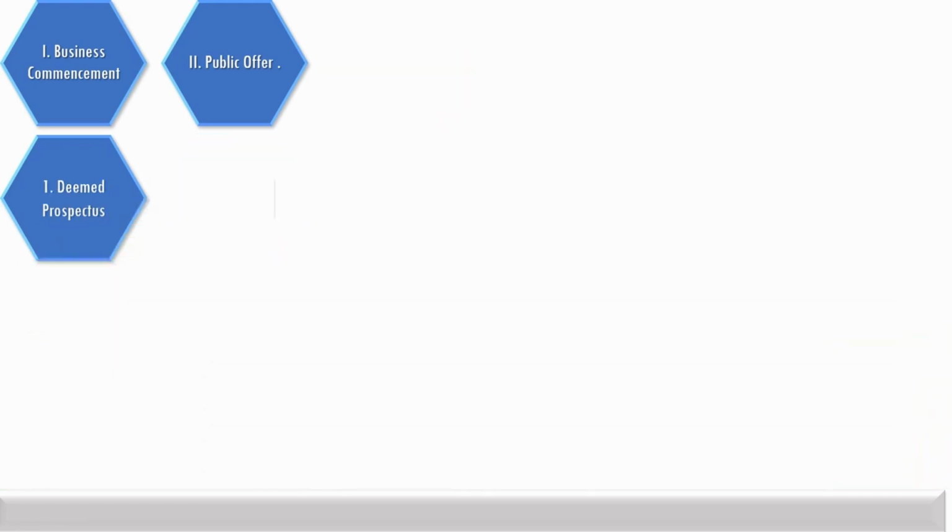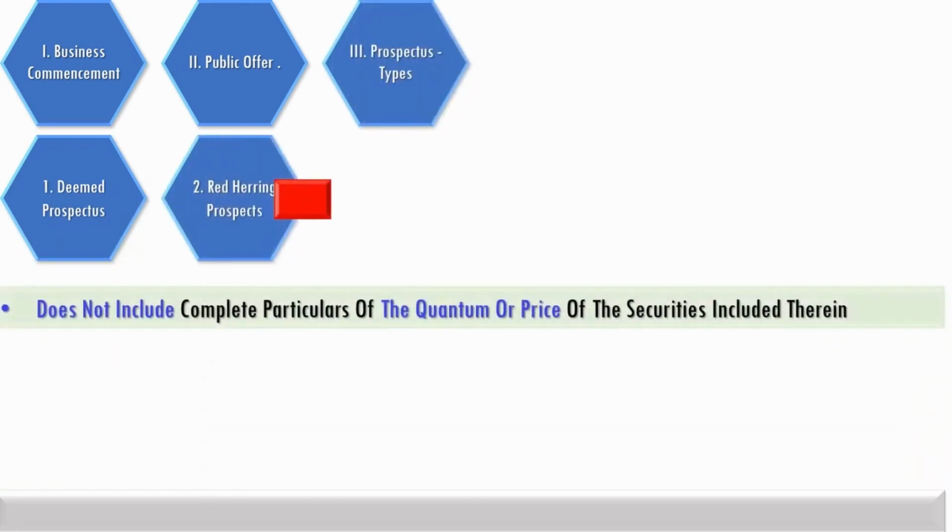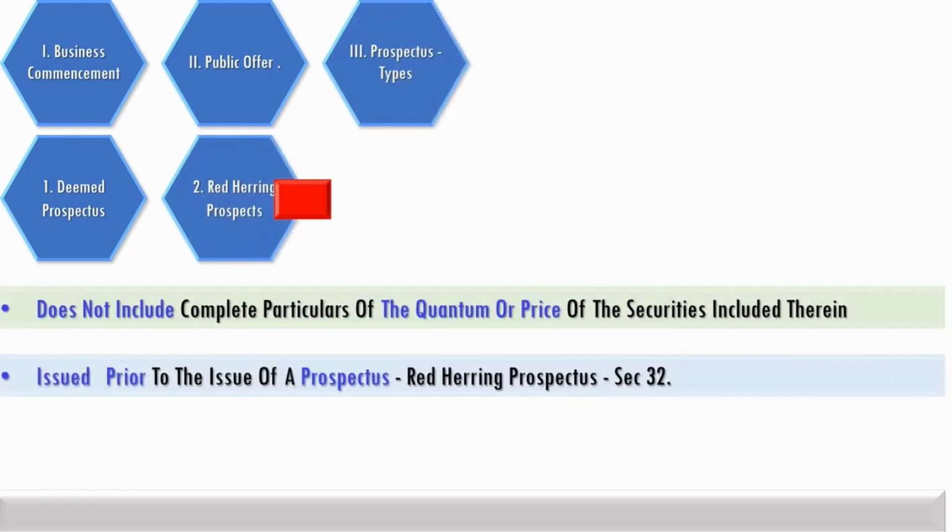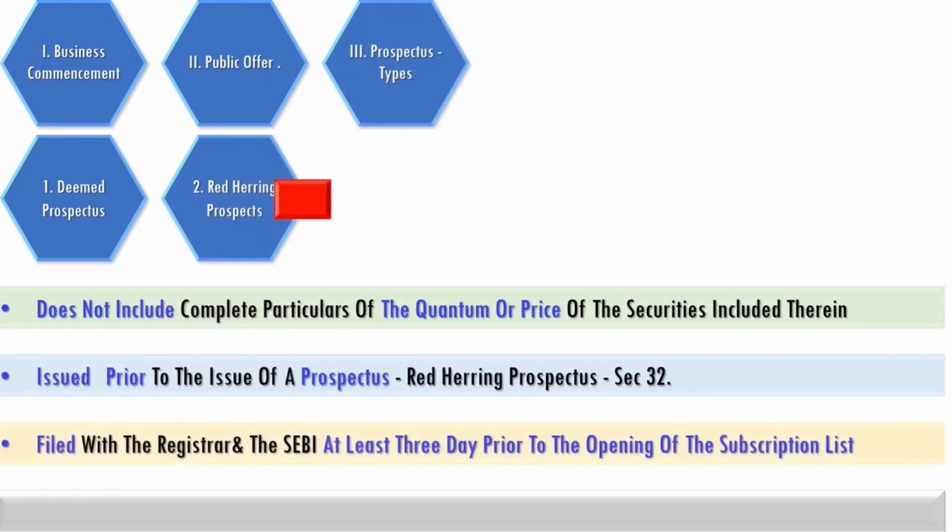A red herring prospectus is filed with the registrar at least 3 days before the issue opens, and definitely it is issued prior to the issue of a regular prospectus.